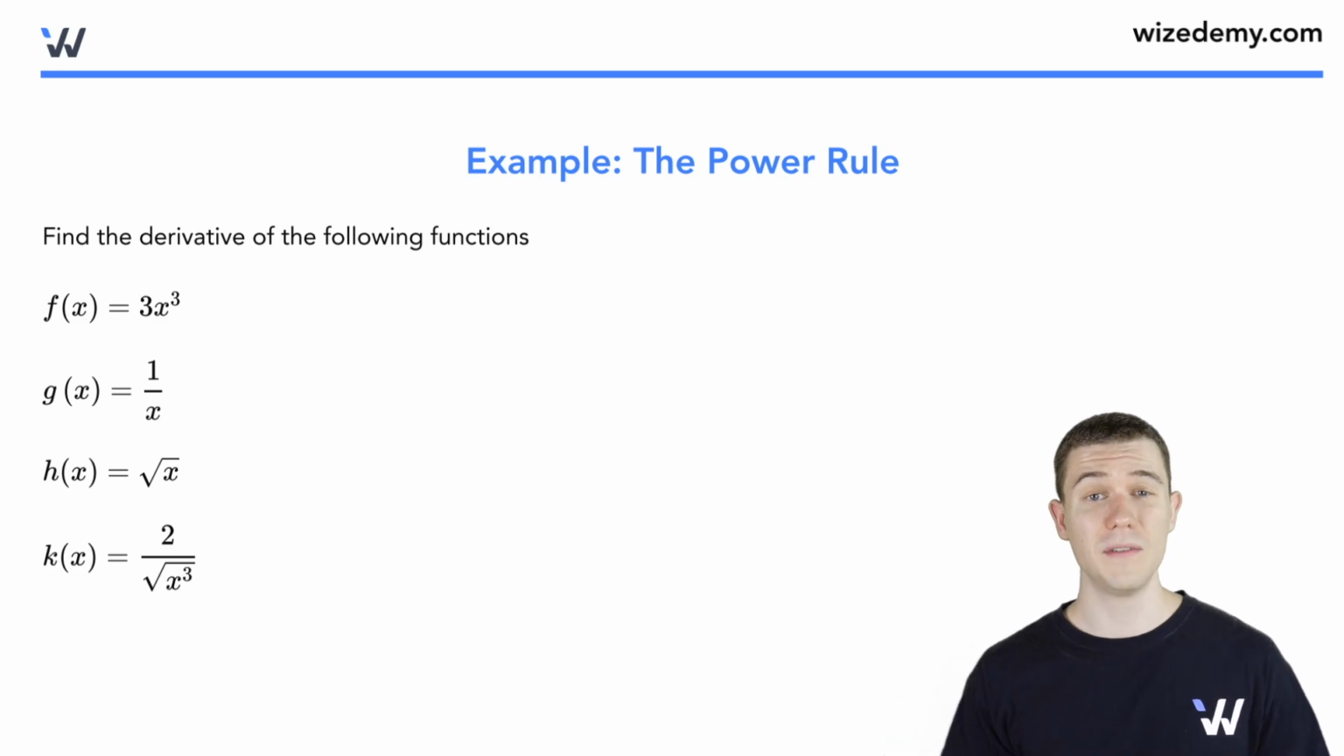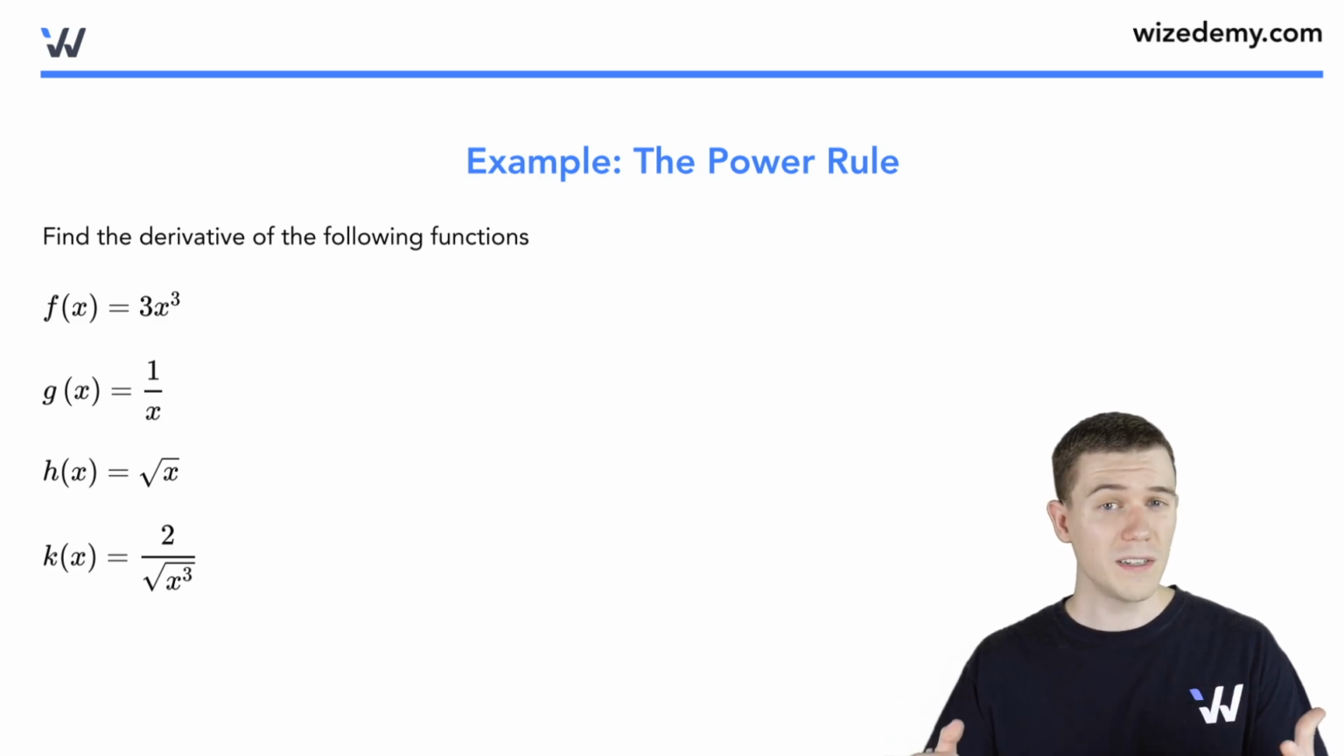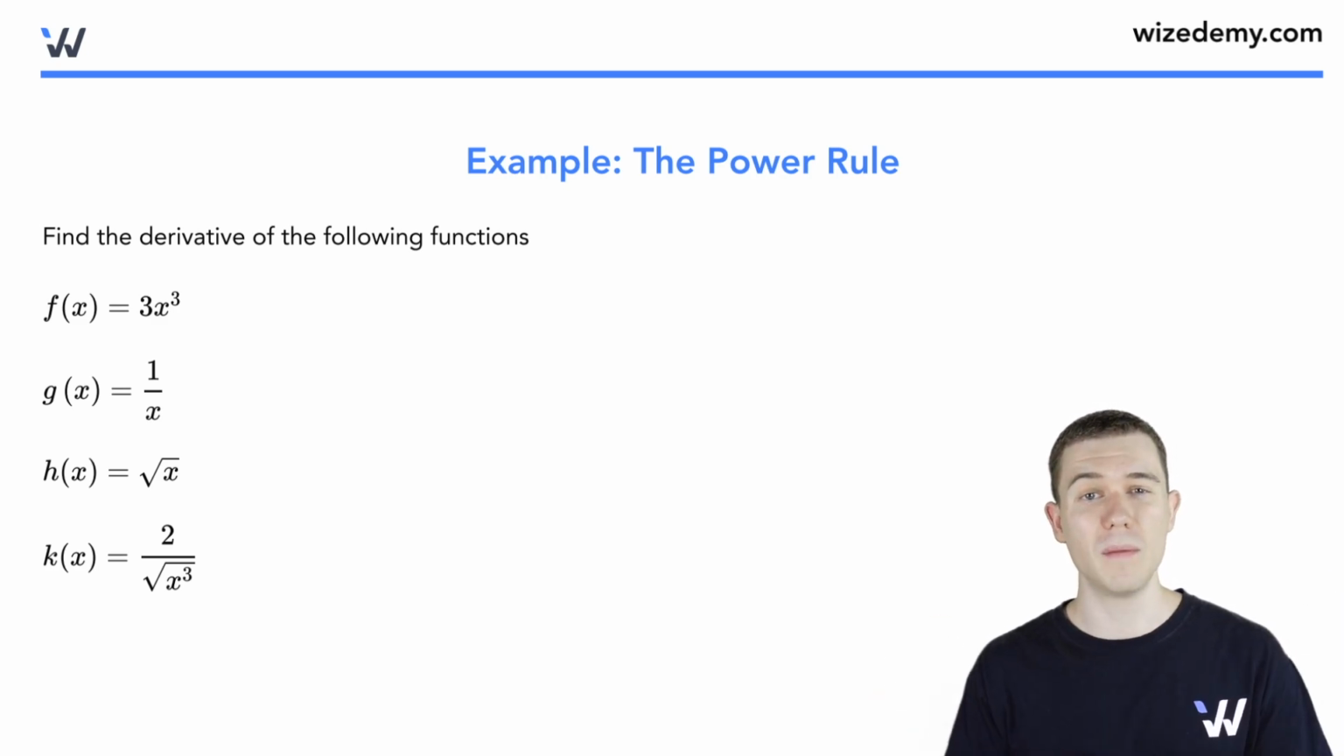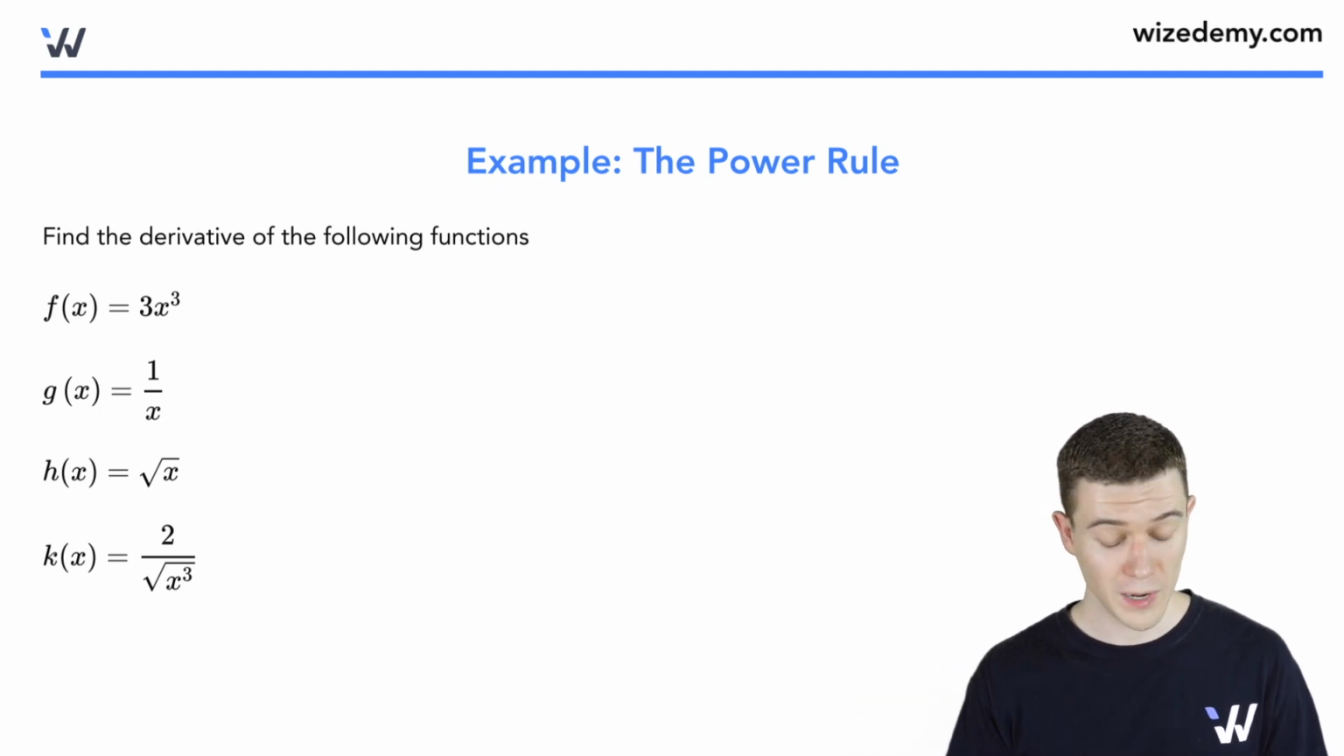Let's solve these derivatives using the power rule. Oftentimes, we're just going to rewrite the problem as a number times x to a power, then we can apply the rule. This first function is 3x cubed.